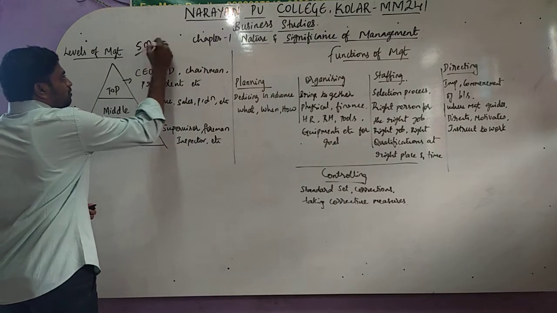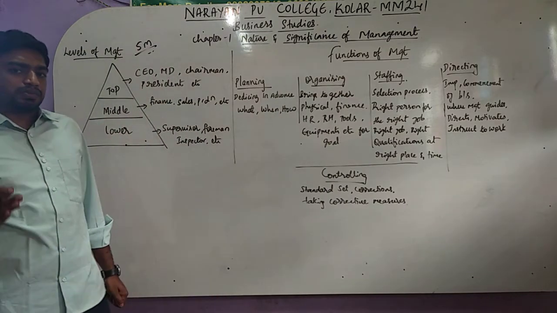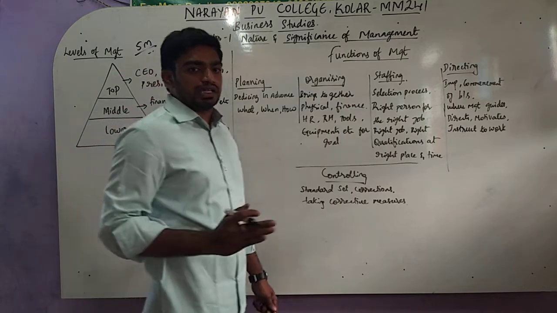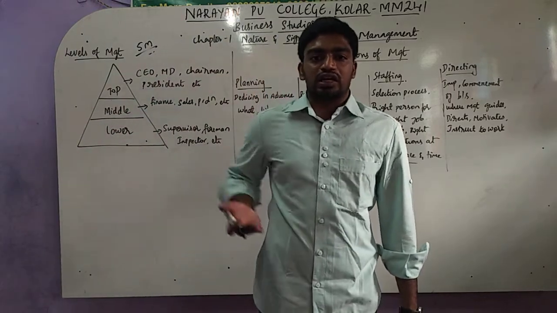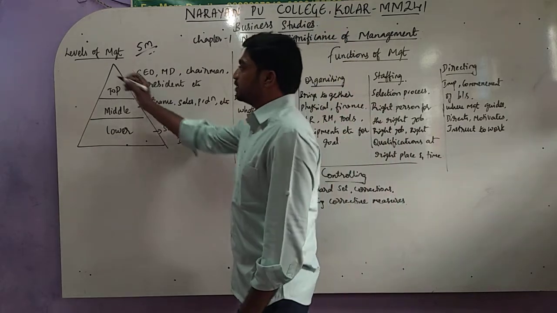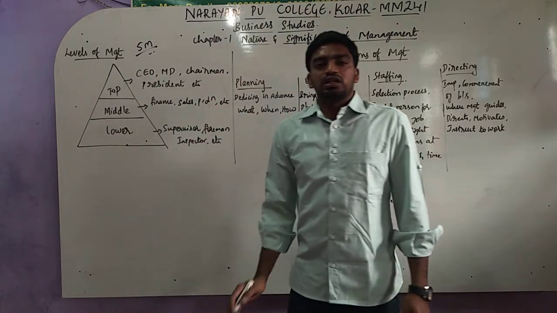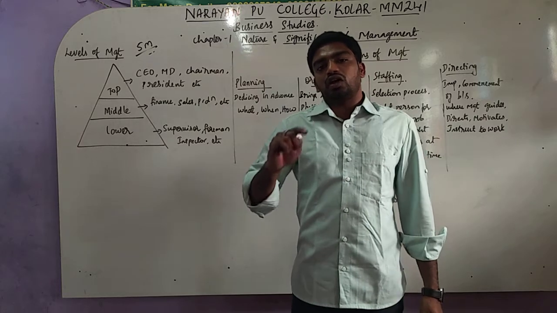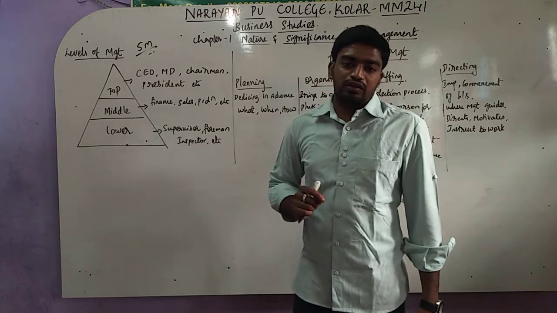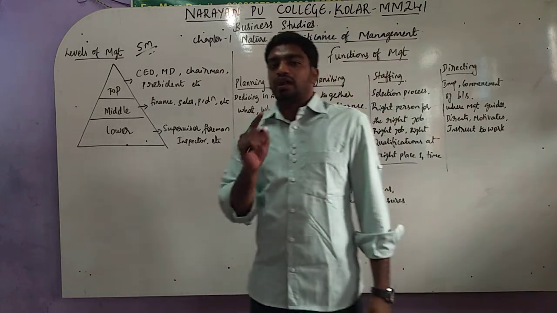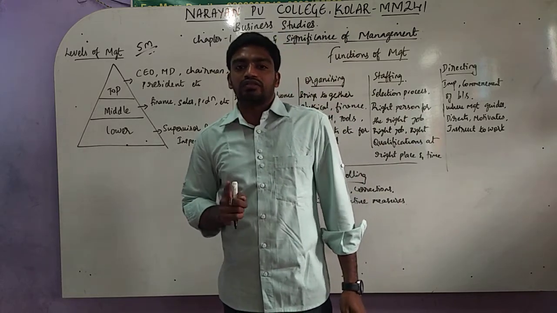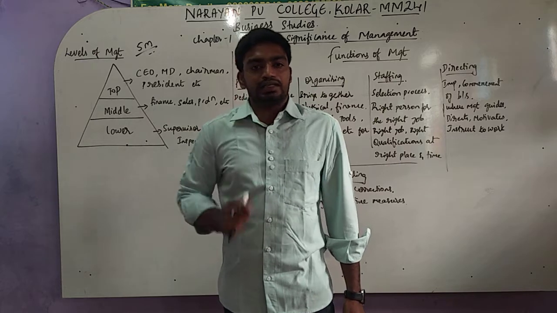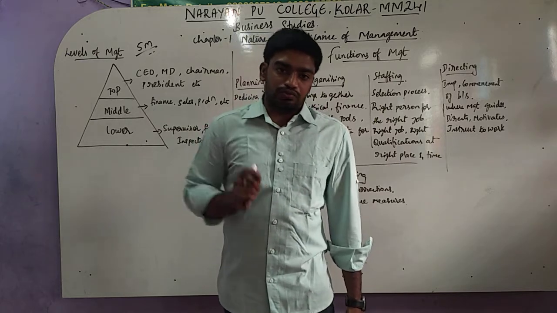For how many marks? For 5 marks. This question has been asked many times in the examination. It has been asked in the midterm, preparatory as well as the annual examination. The question is levels of management. The question will arise like this in Section E for 5 marks: draw a neat diagram of levels of management.